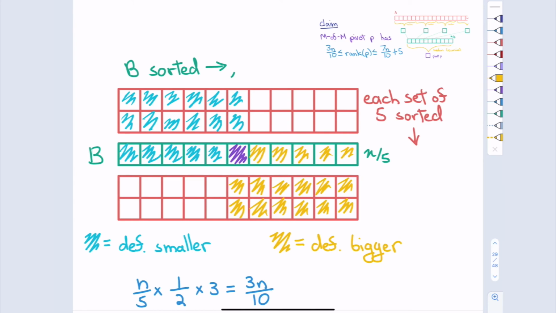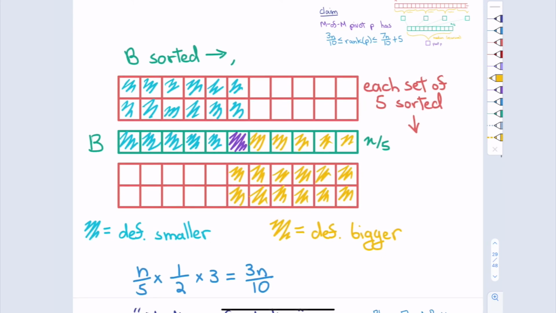All right, so how much does that add up to? We have the calculations down here. If I look at, for example, the yellow, there's n over 5 times 1/2, so it's bigger than at least half of the green. So that's how many are in the green row. And then each of these gets 3 points, right? Itself plus the 2 from its set of 5. So overall, we get n over 5 times 1/2 times 3. You get 3n over 10.